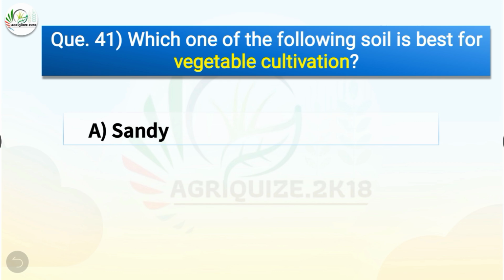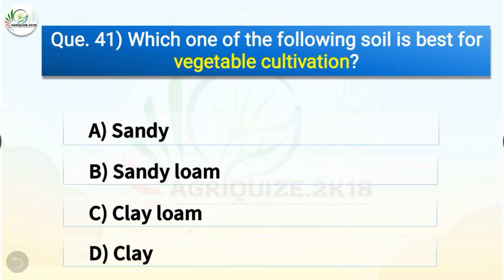Question number 41. Which one of the following soil is best for vegetable cultivation? The options are sandy, sandy loam, clay loam, or clay. The correct answer is option B, sandy loam. So sandy loam is the soil which is best for vegetable cultivation.